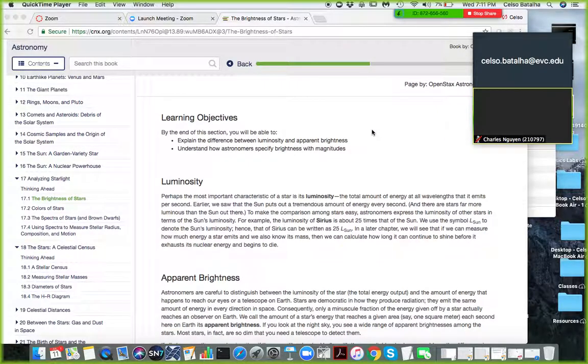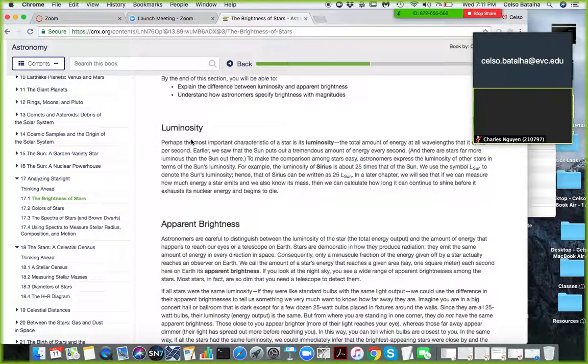So let's initiate in chapter 17. There are two physical quantities that you must be able to identify and know the difference between. One is luminosity, and the other one is the apparent brightness. Those are apparently the same thing, but they are not. They indicate somewhat different quantities.